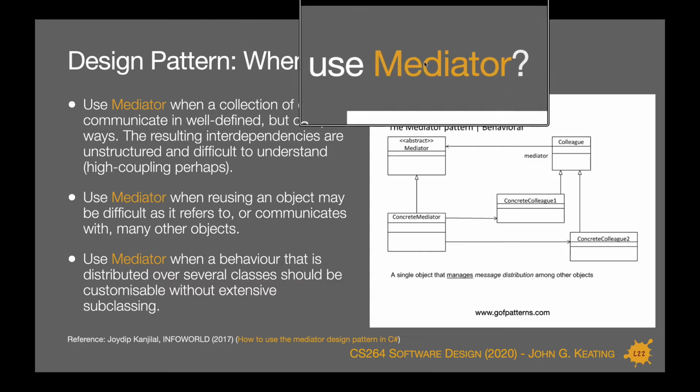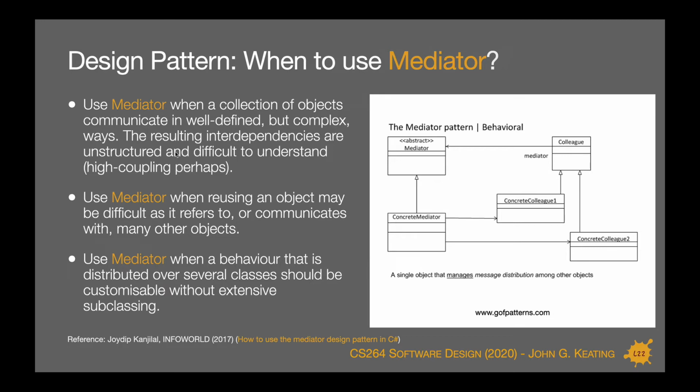Okay. So when do we use mediator? We use it when a collection of objects communicate in well-defined but complex ways. The resulting interdependencies are unstructured and difficult to understand. So we've got some high coupling there perhaps. We use mediator when reusing an object may be difficult as it refers to or communicates with many other objects. And we use mediator when a behavior that's distributed over several classes should be customizable without extensive subclassing. Okay, so these are good reasons to use mediator. I hope you can see that, of course.